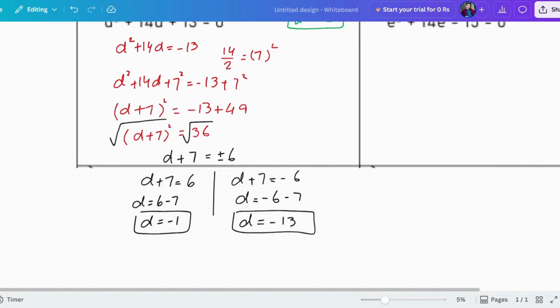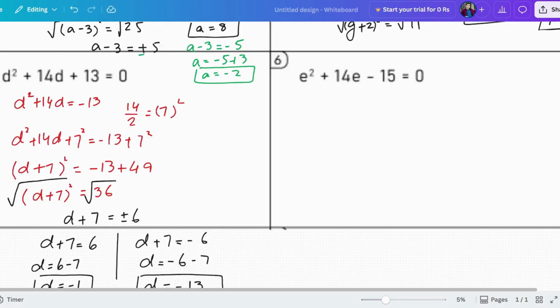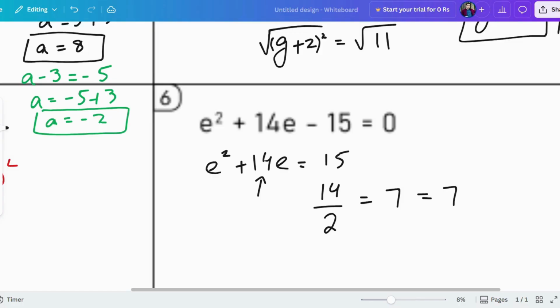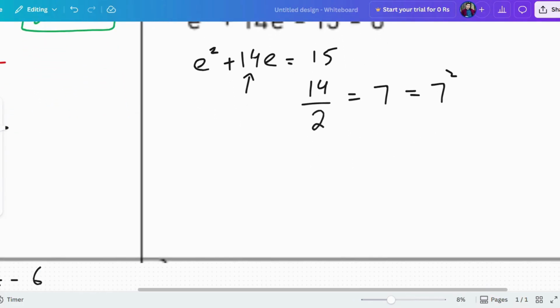So now I'm left with the last question. So let's just solve it real quick. Which is e square plus 14e minus 15. Same operation again. I'll move 15 to the other side, and it will convert into a positive 15 number, right? I will take this 14 divided by the 2. It will become 7, and then I will square it. So now after squaring it, I will add it on both sides of equation.